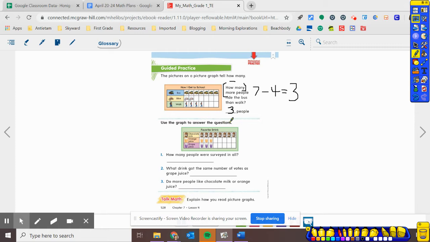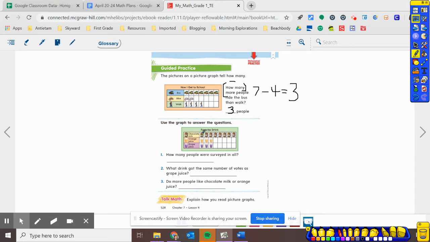All right, let's use this next graph to answer the question. So this is all about people's favorite drinks. They could choose between chocolate milk, orange juice, or grape juice. So number one says, how many people were surveyed in all? Do you remember how we can find this on a picture graph? We can count up all the pictures. I want you to count up all the pictures to find out how many people were surveyed in all. Pause the video, do that, write your answer on this line, and then unpause so we can check.